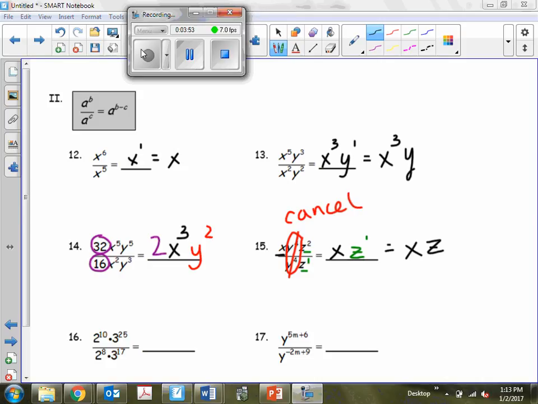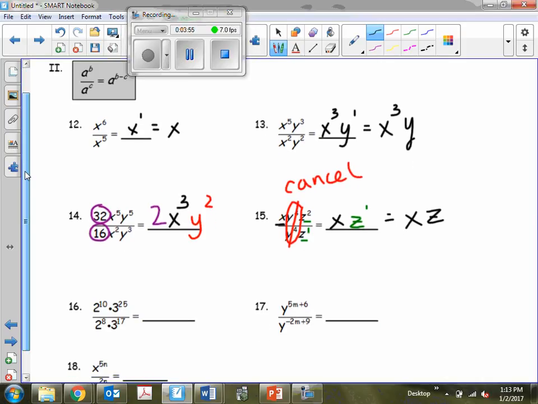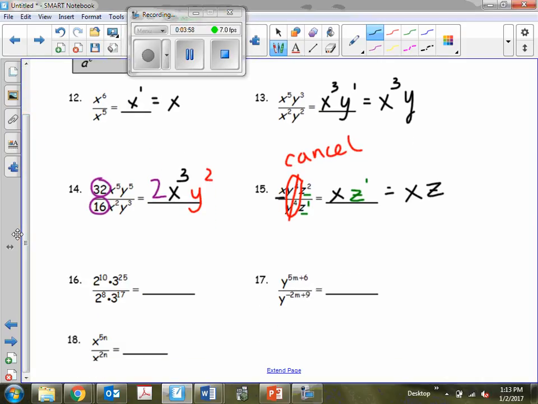Now let's take a look at number 16. Number 16, I want you to go ahead and put a star next to. Number 16 is special because, again, my bases are actually the numbers. Just like we talked about before, the numbers don't change when they are bases, just like on my previous examples. For instance, take a look at number 12. x stayed x. Look at number 14. x stayed x, y stayed y. So right here, my bases of 2 and 3 are actually going to stay 2 and 3.